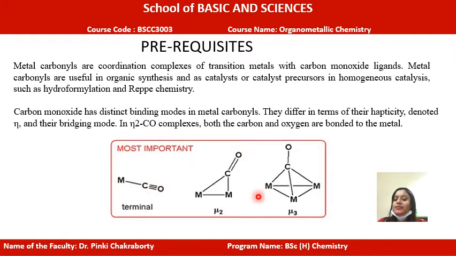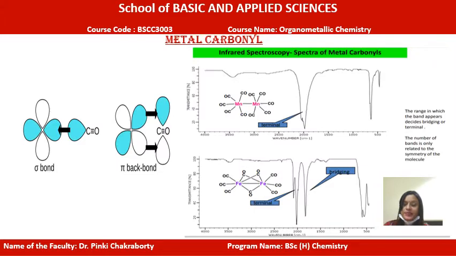Now, the second type is the bridging mode. Bridging mode can be of two types. One is the mu2 bridging mode, in which carbon and oxygen have a double bond and the carbon is attached to two metal atoms. The third type is the mu3 bridging mode, in which, as you can see, between carbon and oxygen you have a single bond and the carbon of the carbonyl ligand is attached to three metals. So these are the three different types of bonding modes that can exist in carbonyl compounds.